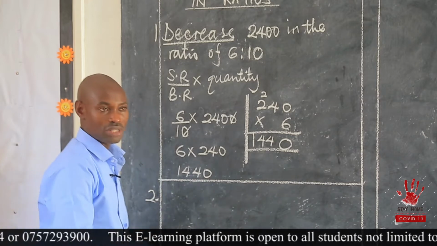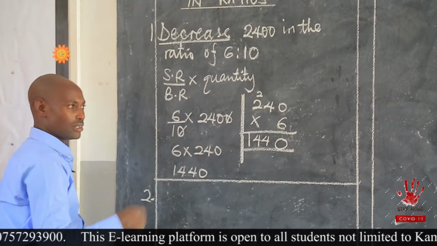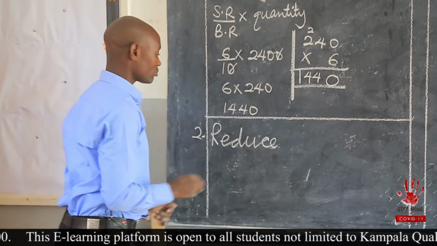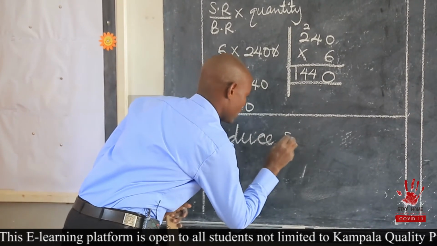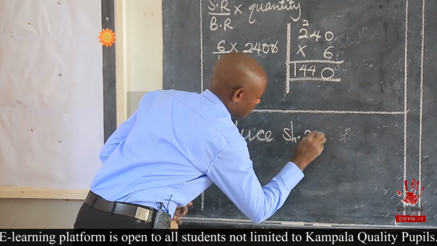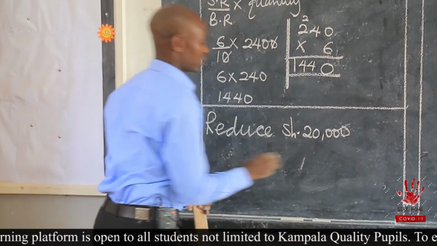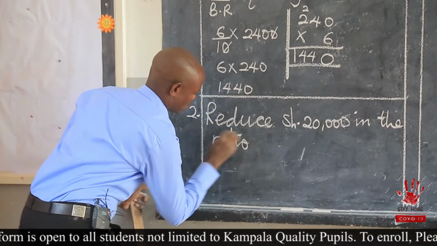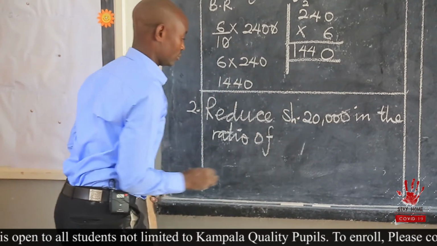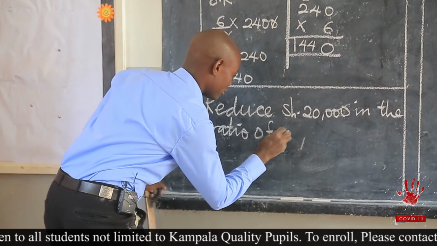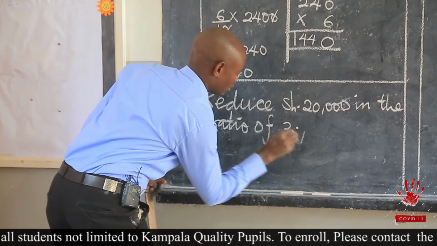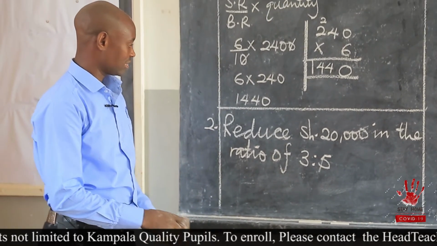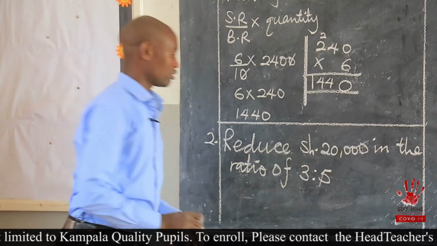We have very many words which we can use to mean decrease. Words like reduce. So somebody can tell you to reduce. What are we reducing? We are reducing 20,000 shillings in the ratio of 3 to 5.